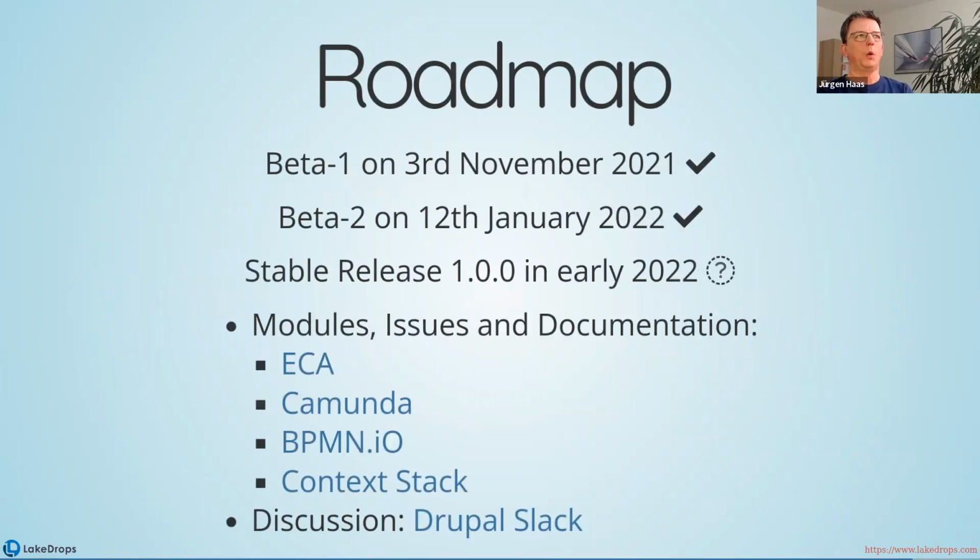So, what does our roadmap look like? We published Beta 1 in November last year, only 4 months after we started development. So that was a very quick turnaround, we believe. We just published Beta 2 yesterday. So feel free to download it from Drupal.org and give it a try. And we really want to publish our first stable 1.0 release in early 2022. So that's probably sometime within the first quarter, in the next few weeks, I should say.